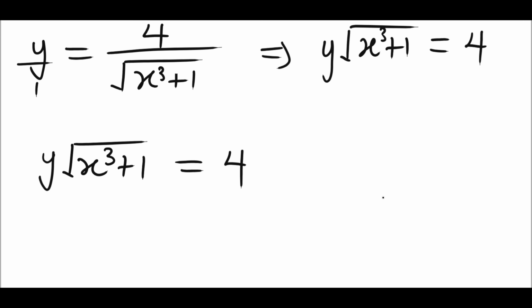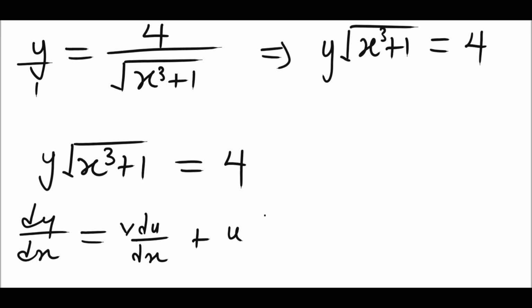So we have our product rule: dy/dx is equal to v du/dx plus u dv/dx. What does it mean? It means you differentiate one and you maintain one. After that, you differentiate the one that you maintained in the first part, and you maintain the one that you have already differentiated. So we are going to apply the product rule here.